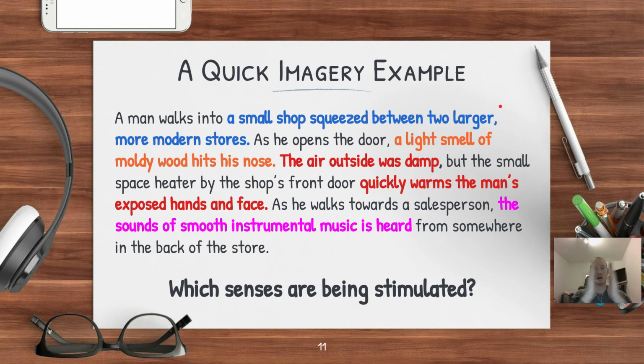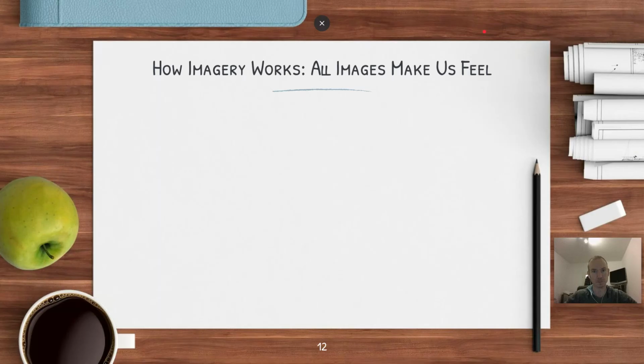a picture of a small store in the middle, two big stores on the side. Light smell of moldy wood, sense of smell. The air outside was damp, right? You feel dampness on your skin, and then the man's hands and face get warmed. So that's tactile, or touch. And then the sounds, obviously, of smooth instrumental music is sound, or auditory imagery.